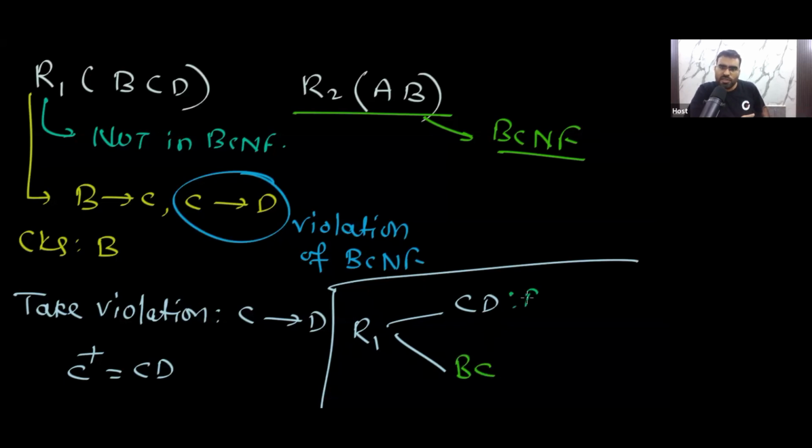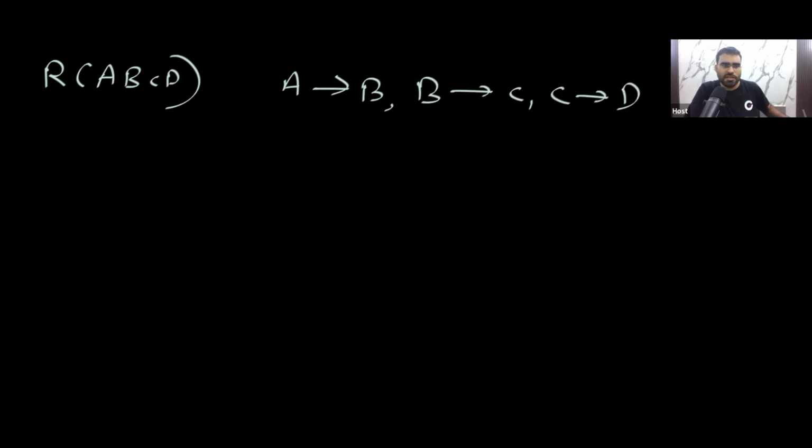Now you can see this is BCNF. So finally we got BCNF, BCNF. Yes or no? Is this clear? So remember, this was your original relation ABCD, and these were the functional dependencies: A determining B, B determining C, C determining D.